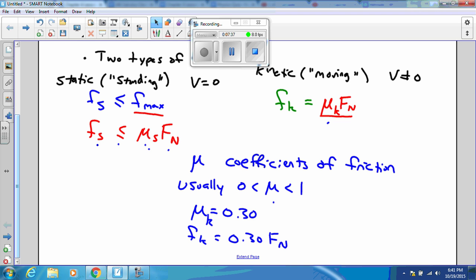And if you look in your book on page 90 in section 4.8, then you can find a small chart of coefficients of static friction and kinetic friction. Interestingly, the chart in the book says that you can get a coefficient of static friction as high as 4 with rubber on other solid surfaces. So there you go.